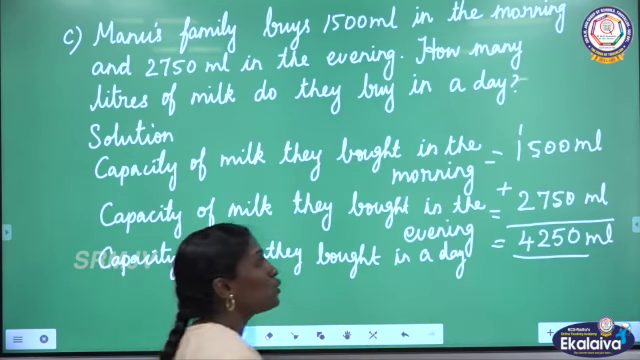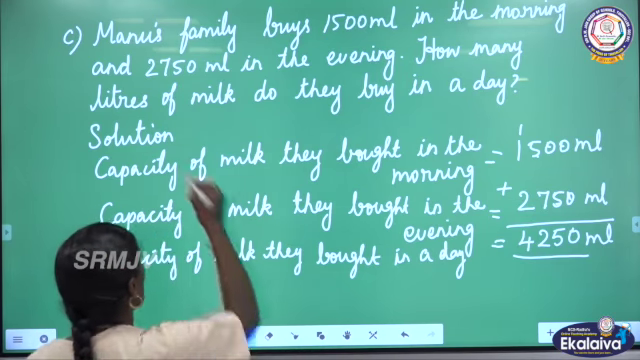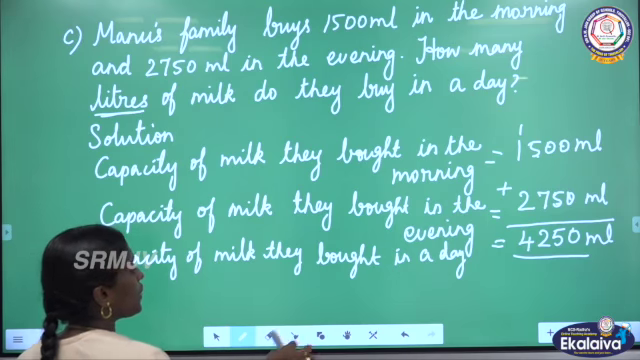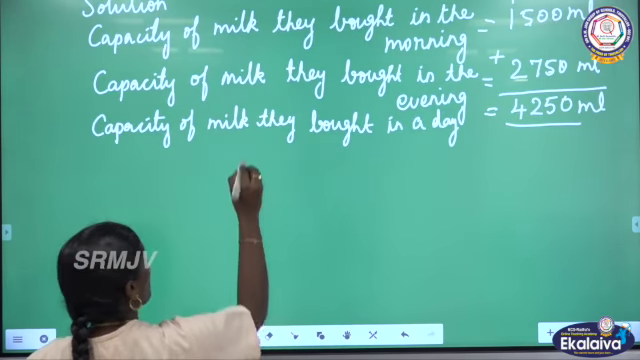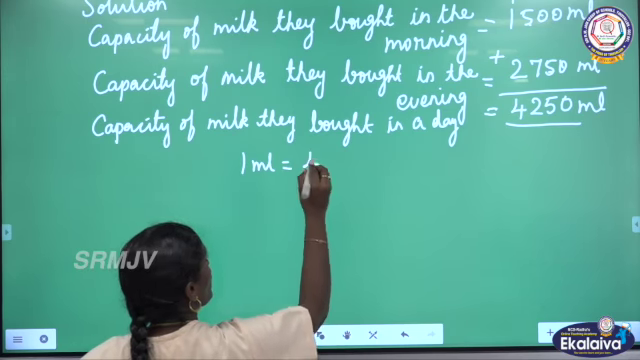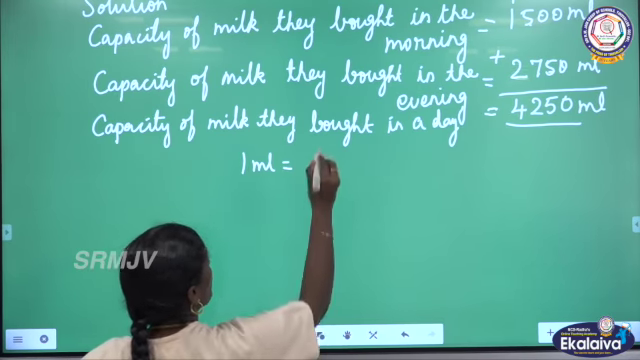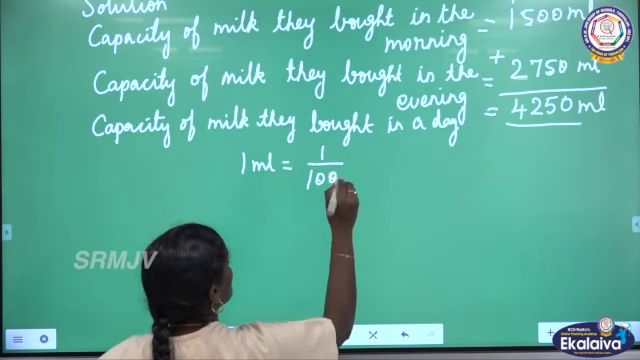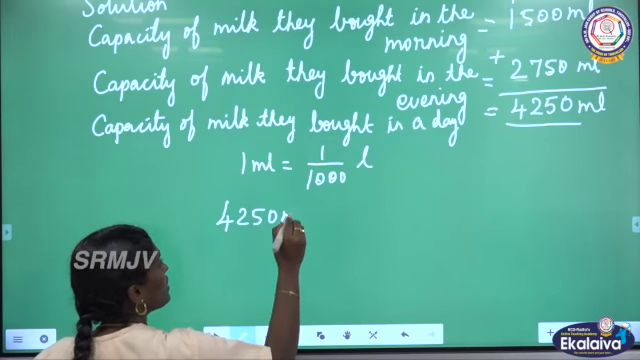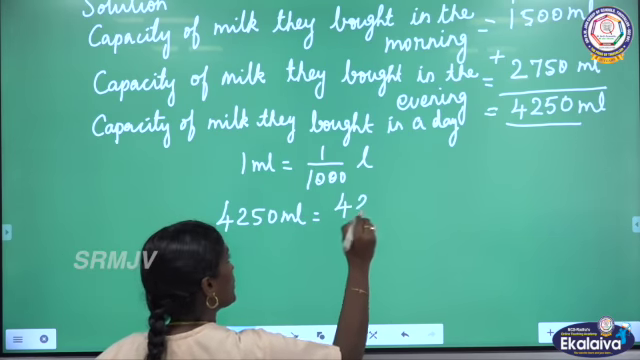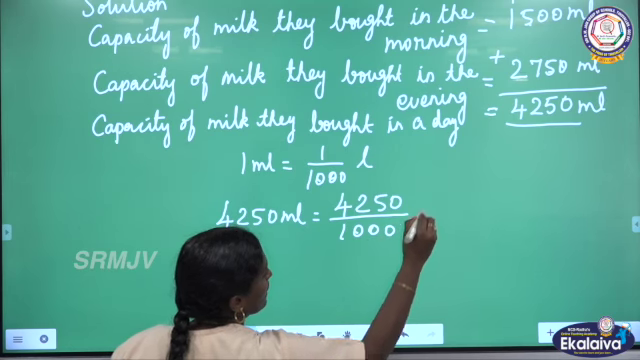That is 4250 milliliter. Now we got the answer in milliliter. We need the answer in liter. So we are going to convert it into liter. So division: 1 milliliter is equal to 1 by 1000 liter. We are having 4250 milliliter, which is equal to 4250 divided by 1000 liter.